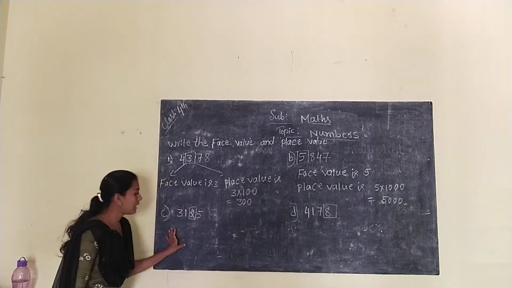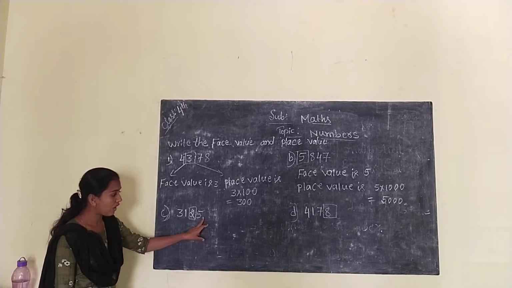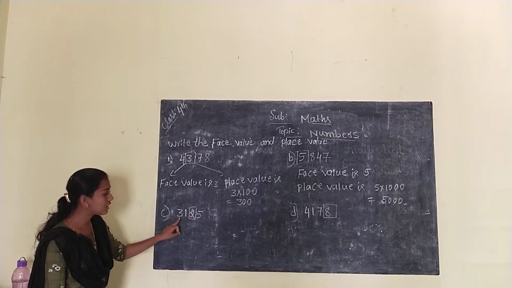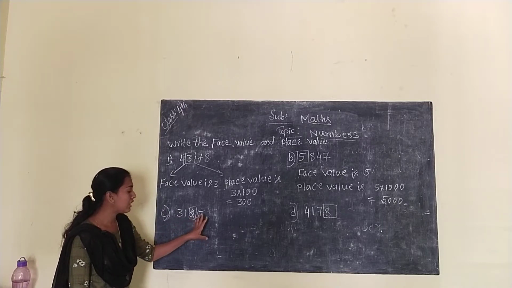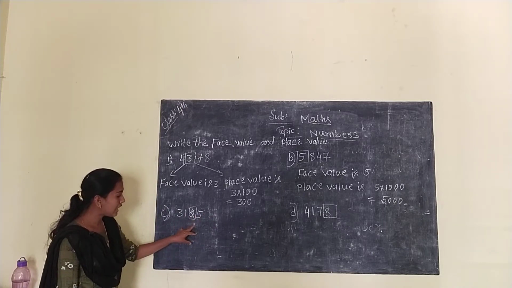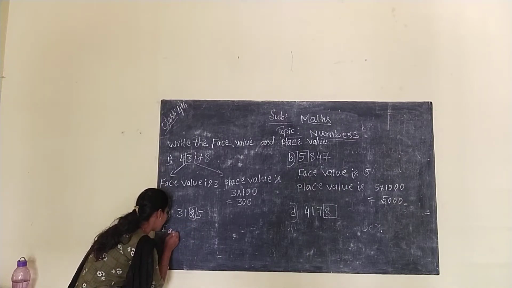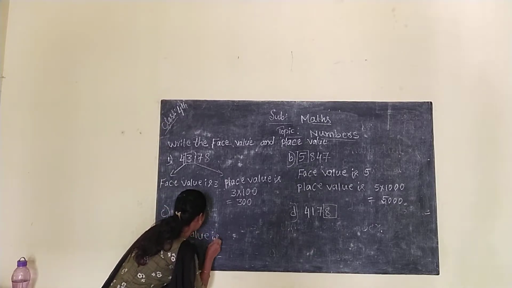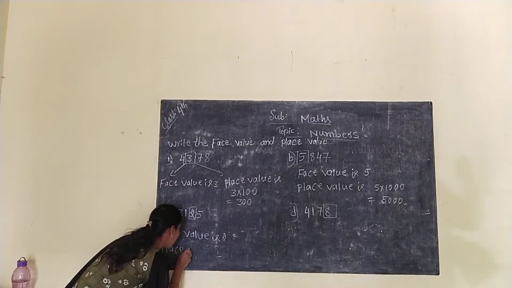Next given number is 3125. We have to observe place value first. 5 is unit place, 2 is tens place, 1 is hundreds place, 3 is thousand place. How to read the number? 3125. Which is here in the box? So 2. We have to write face value. Face value is 2. We have to find out place value.